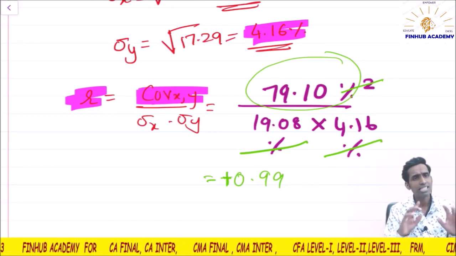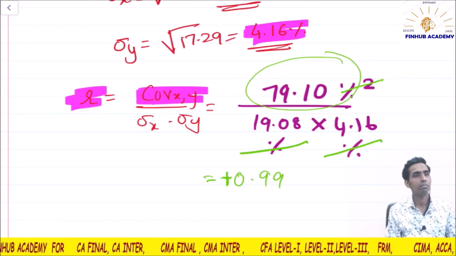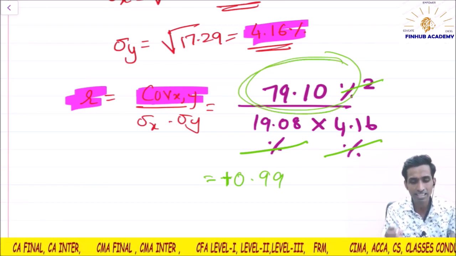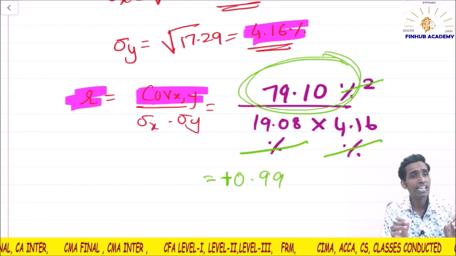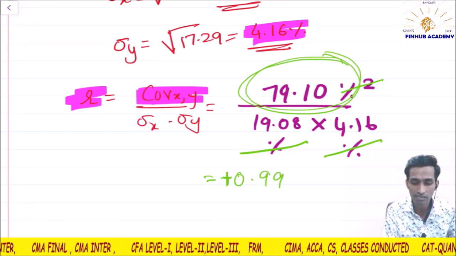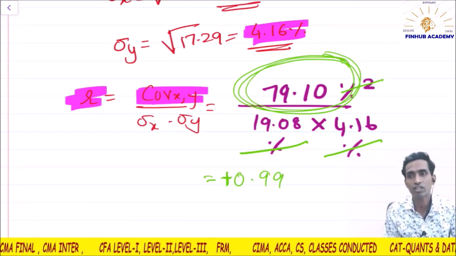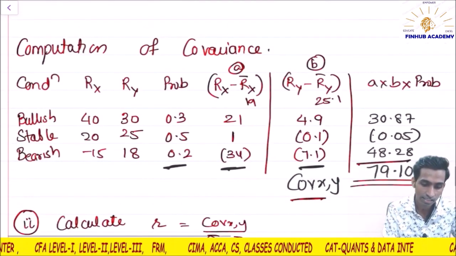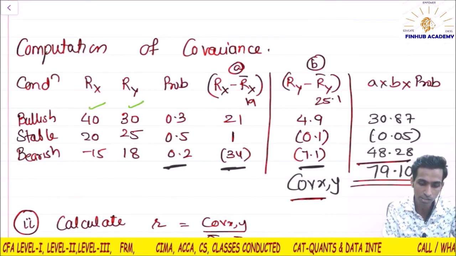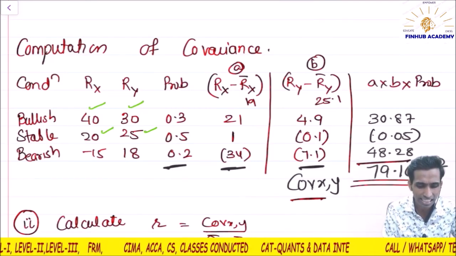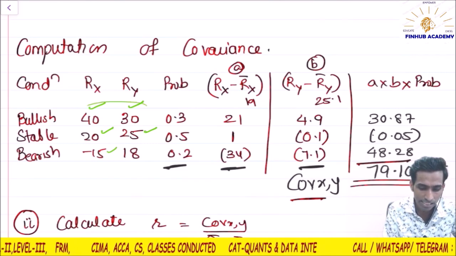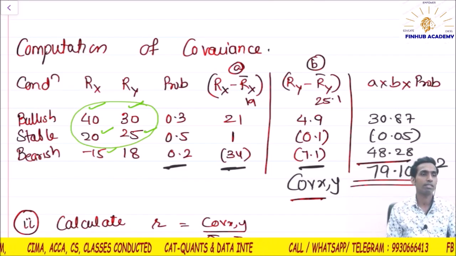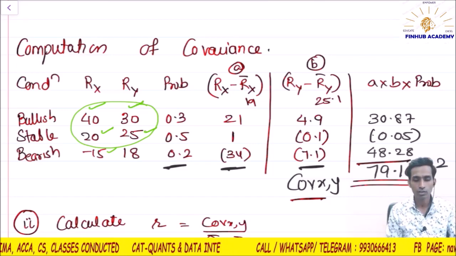Understood? But 79 does not mean anything. I'm telling this again and again. 79 doesn't mean anything, it is only required to gauge the direction. So if it is positive, that means both are moving in the same direction. If you check here, when this was positive, this was also positive. Here it is negative, but the major thing is it is moving in the same direction. So therefore it was positive. Is that clear? Understood? Okay.